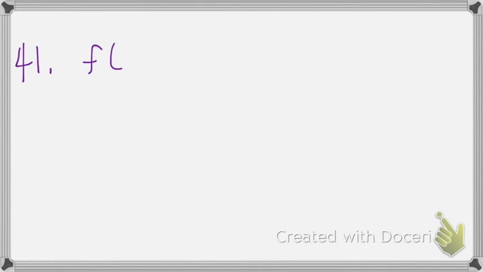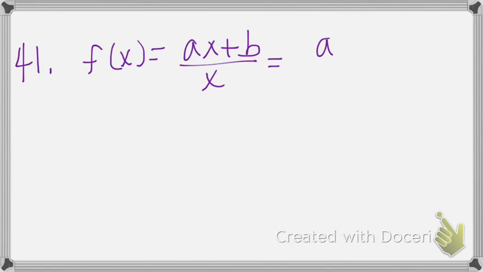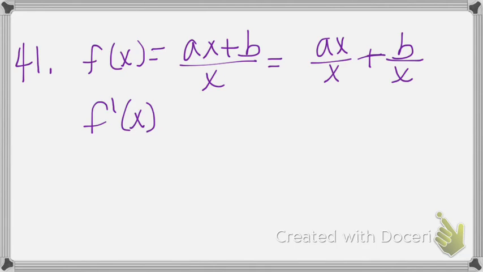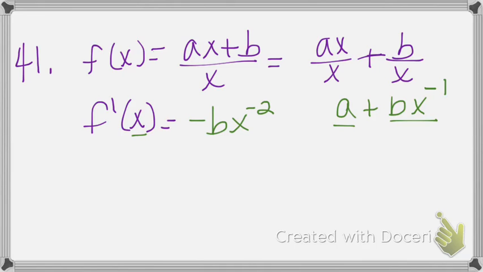41. I'm going to rewrite it, ax over x plus b over x. If you bring it up, that's okay. I didn't rewrite that, so that should be a plus bx to the negative 1. X is our variable, so the derivative of a is 0, and then I do this like normal. B times negative 1 is negative b, and then subtract 1 on the power.